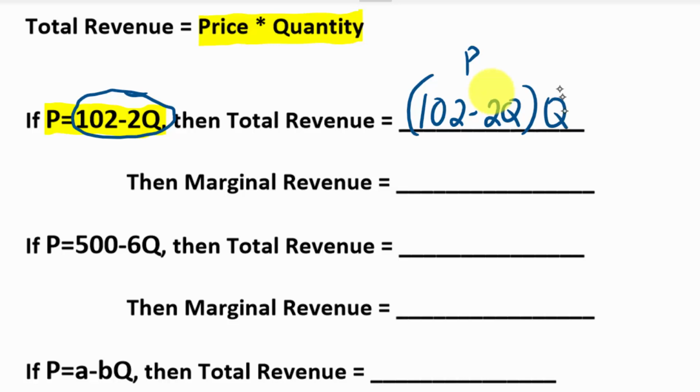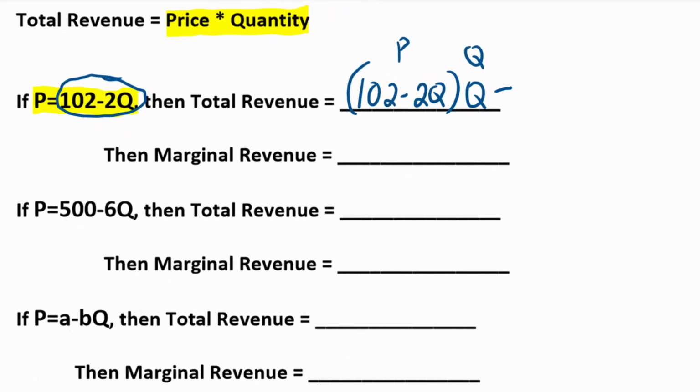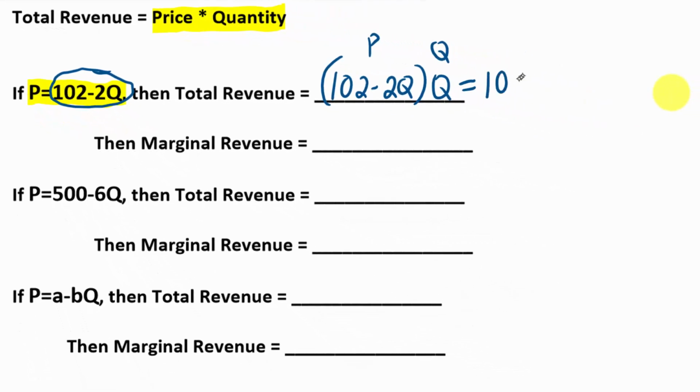Multiply that times quantity. And all we have here is price times quantity. And this will tell us, for any quantity we produce, what's our total revenue going to be as a monopolist? Let's just multiply this out. 102 minus 2Q times Q, we multiply through by the Q, and so we get 102Q minus 2Q squared. That is a total revenue function.